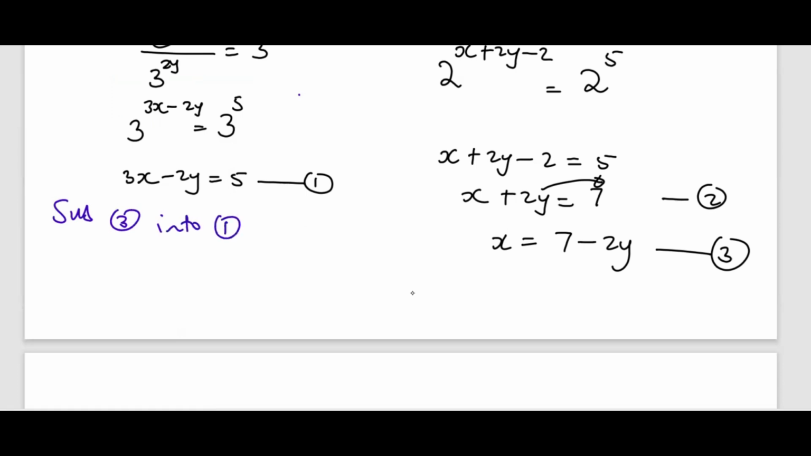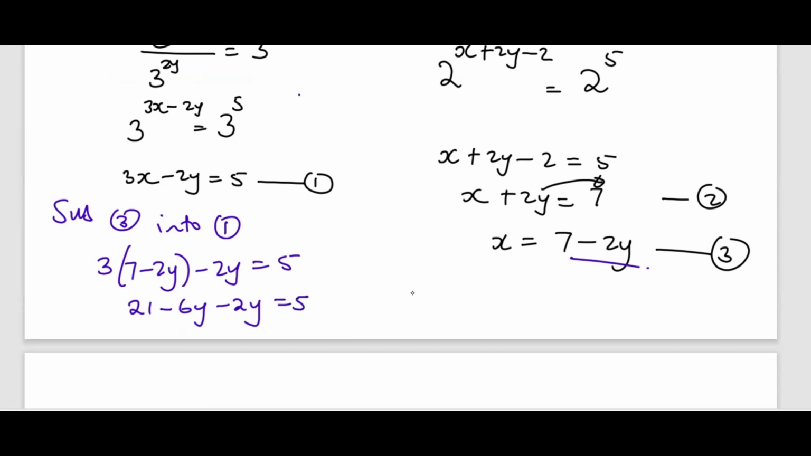So where there is x, I'm going to replace it with that. So it's going to be 3 into 7 minus 2y, minus 2y is equivalent to 5. Let's open up that. It's 21 minus 6y minus 2y is 5. Let's move the 21 this side. So what is 5 minus 21? That gives us negative 16. So this gives negative 8y is equivalent to negative 15, which means y is 15 over 8.